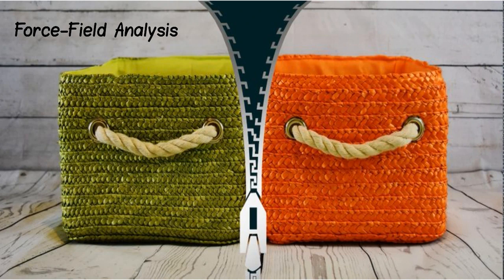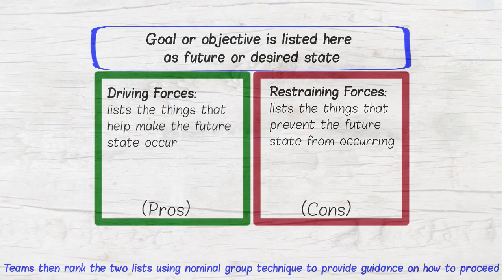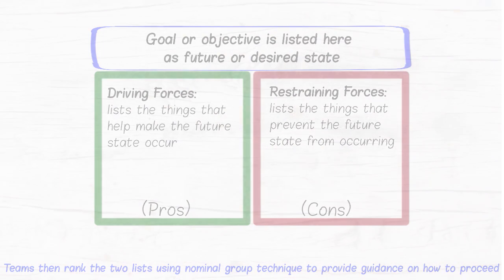A force field analysis is essentially a pro and con list. At the top of the list, you provide your goal or objective as a future or desired state. Then list the driving forces. Those are your pros. This list includes the things that make the future state occur. Next, list the restraining forces. Those are the cons, listing the things that prevent the future state from occurring. Once completed, the team ranks the two lists using nominal group technique to provide guidance on how to proceed.